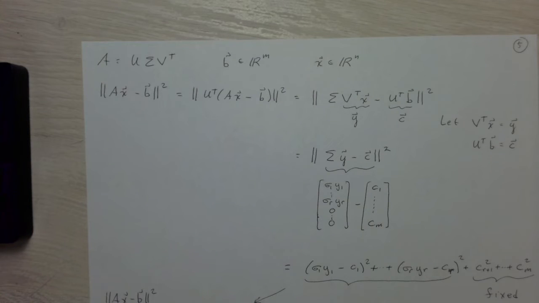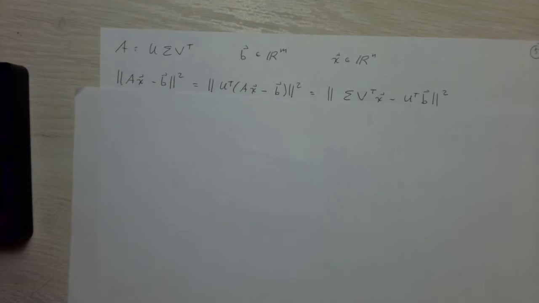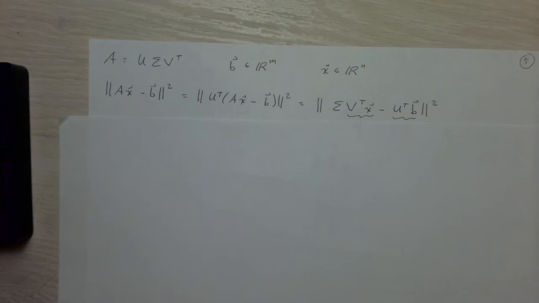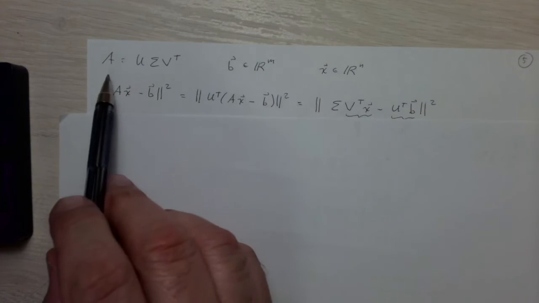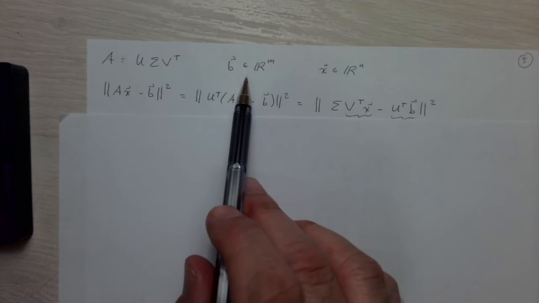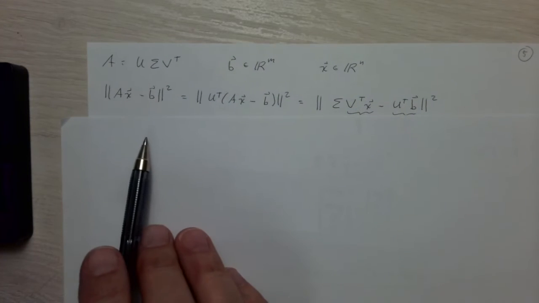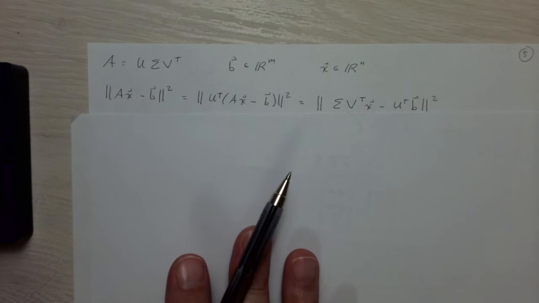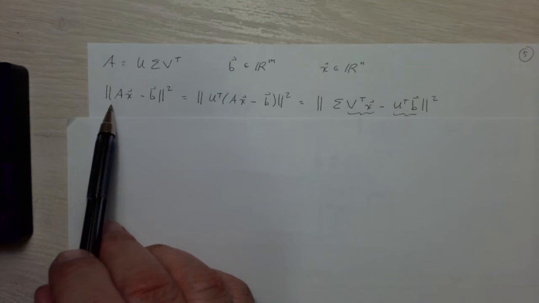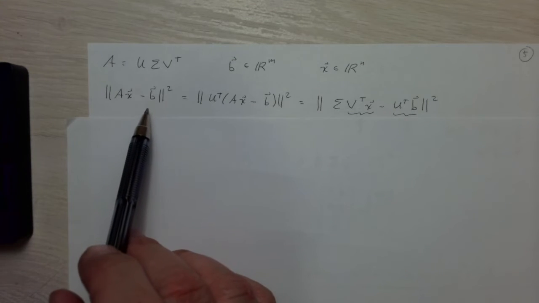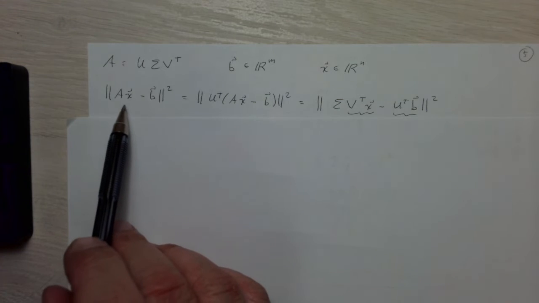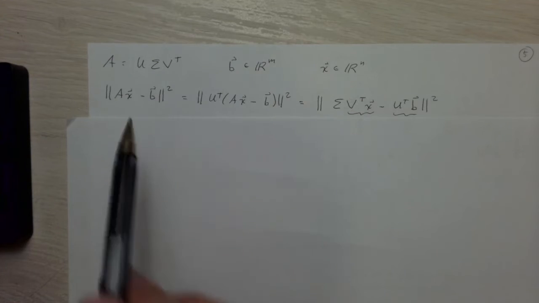And so how does this work? All right, so once again, in this case, A is an m by n matrix, letting B be a column vector in Rm and X a column vector in Rn, and we want to minimize the length of AX minus B. Well, how do we do that? That's the same thing as minimizing the square of the length of AX minus B.